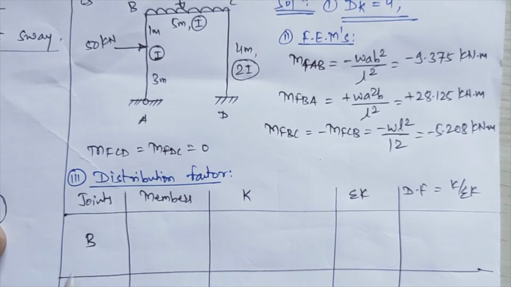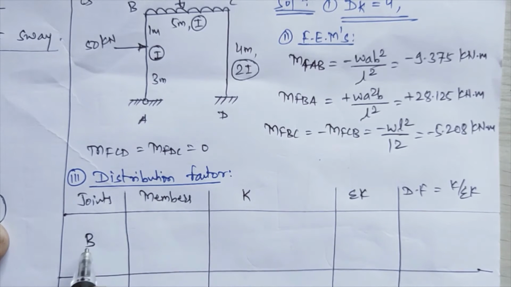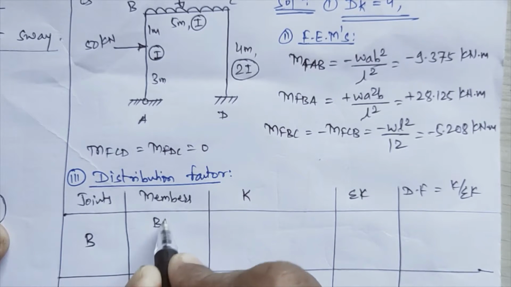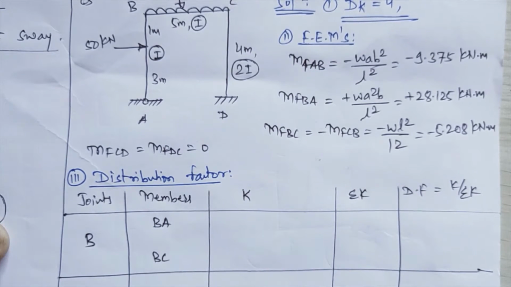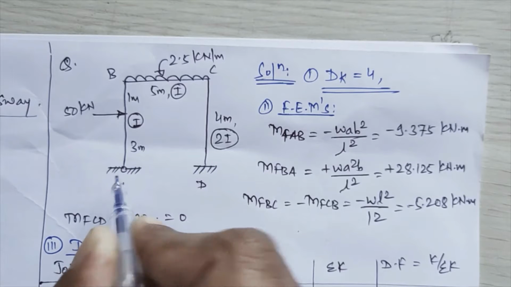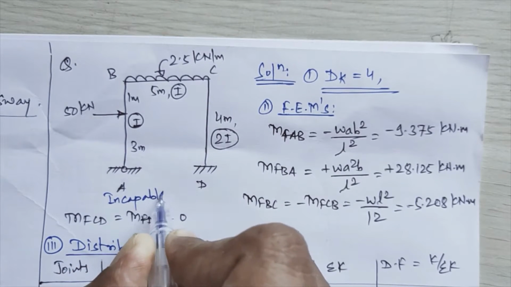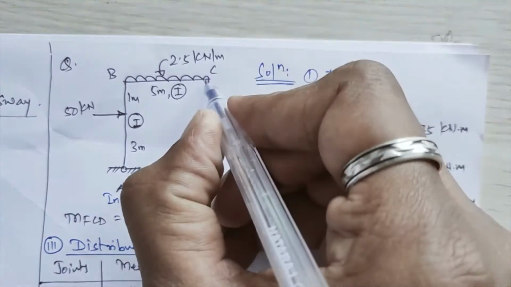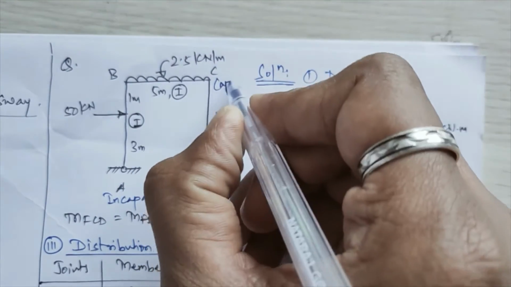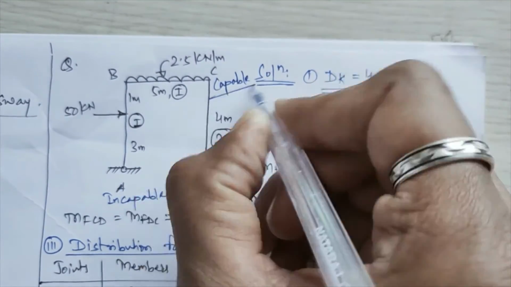So the first joint I will be treating will be joint B. Members meeting at joint B are BA and BC, so your farther ends will be A and C. We'll check the capability of the supports A and C. A is the hinge support, so this type of support will be your incapable support, while C is nothing but a rigid joint, so that type of support will be called a capable support over there.